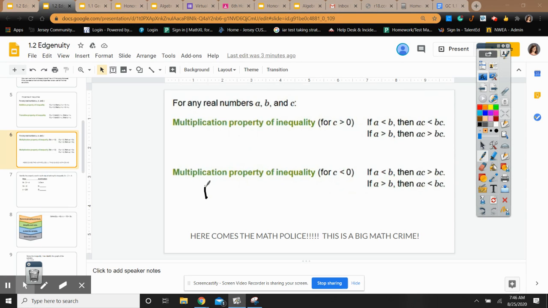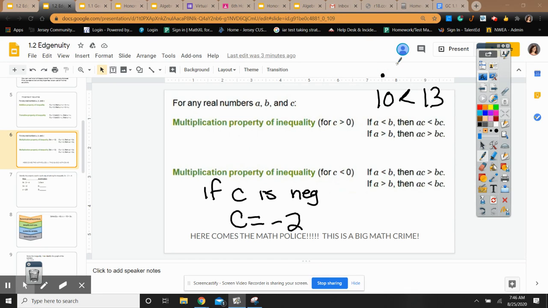If C is negative, so let's say C is negative 2, and we said 10 is less than 13. Watch what happens when I multiply by negative 2. I get negative 20 and negative 26. If the sign was to stay the same, that would tell you that negative 26 is bigger, but that's not true. So when you multiply by a negative, you have to flip the sign.